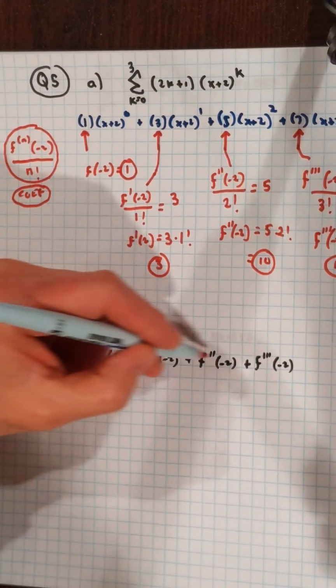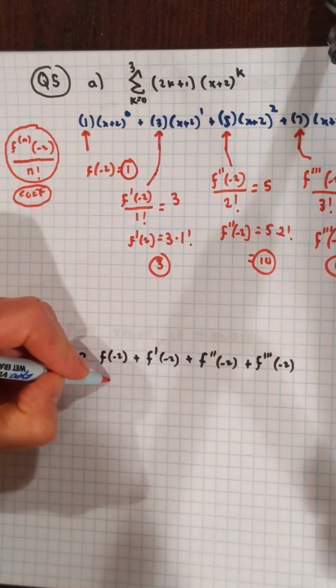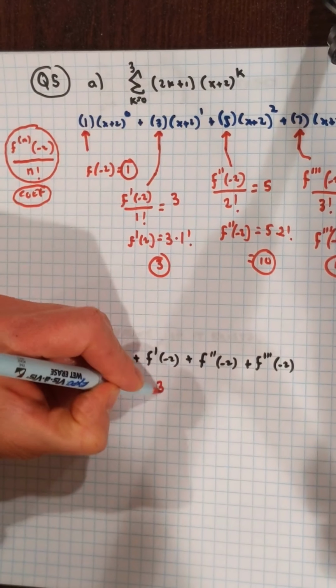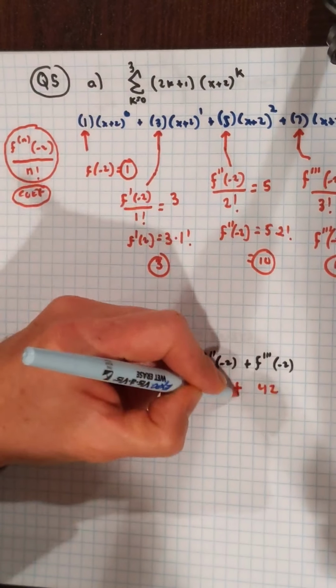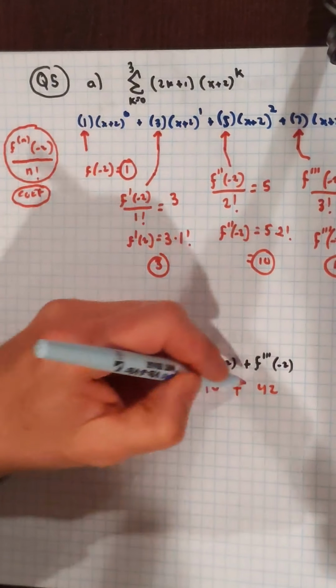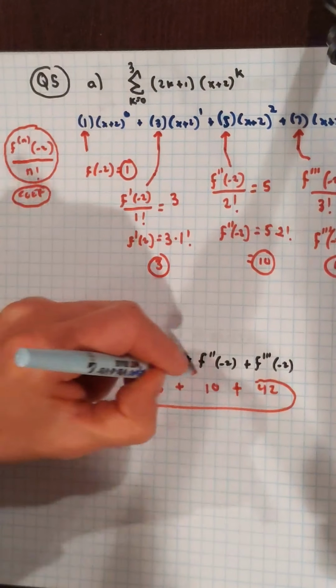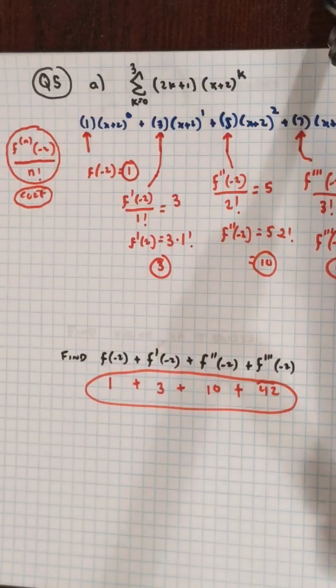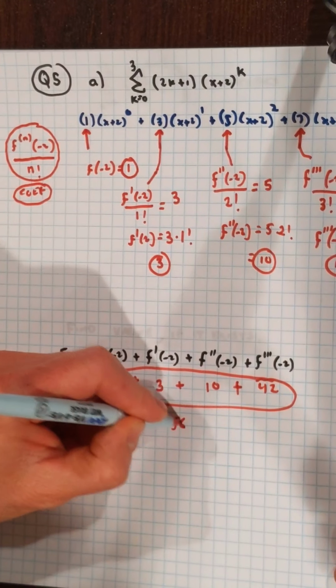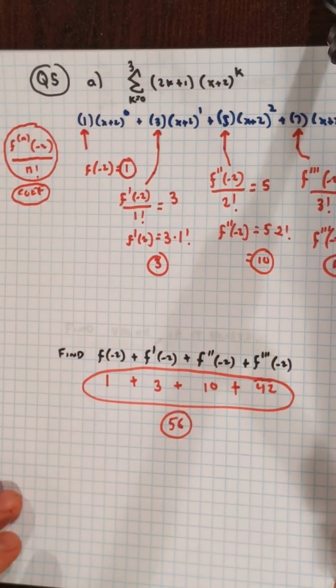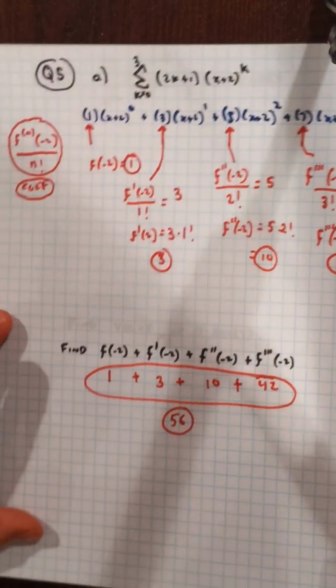The question says find all the derivatives added together. So I've got the 1, the 3, the 10, and the 42. By the way, if you're really worried about your math, just circle this as your answer. The arithmetic should not affect your results. Now, if you went ahead and added it up, you do get 56. They'll accept both. You don't have to worry about them not giving you credit for that.